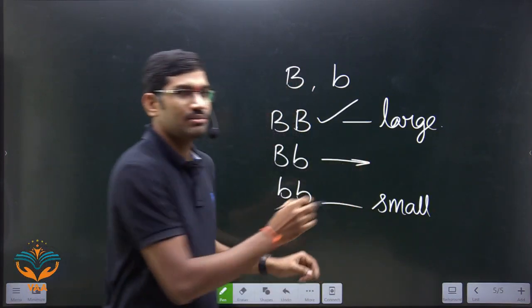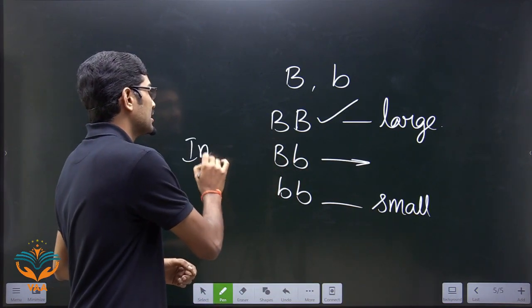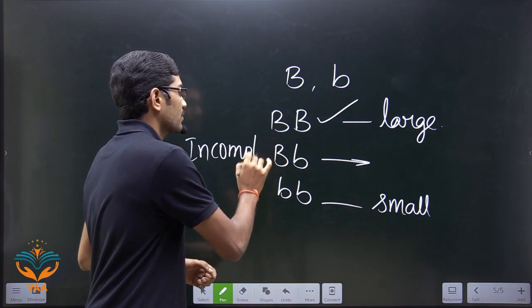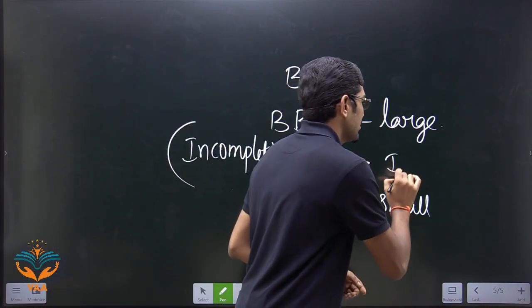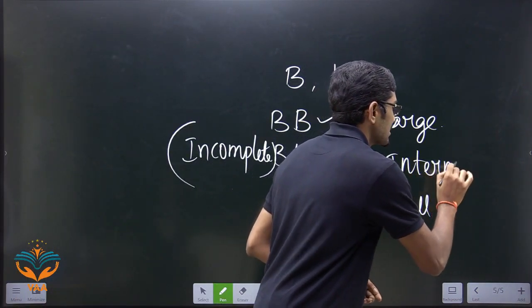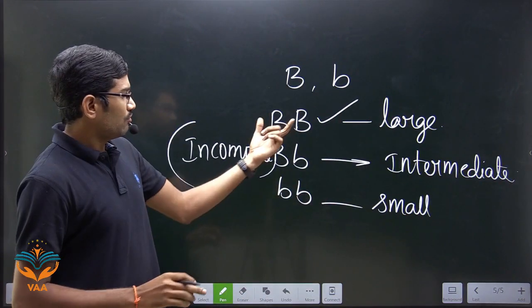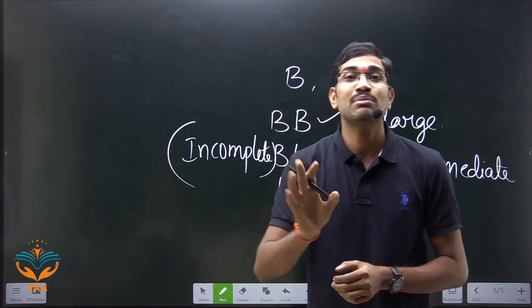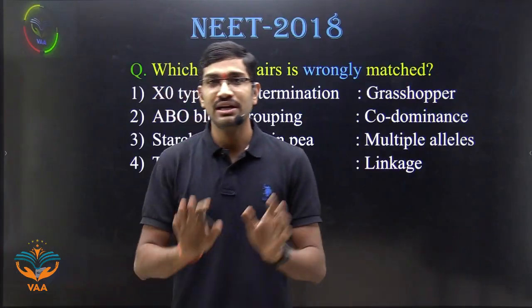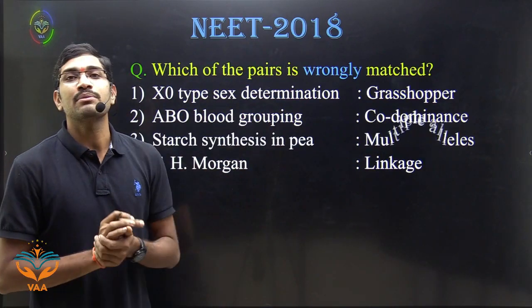But here please remember, with respect to seed size it is showing incomplete dominance. Because of this it is giving intermediate size. So in this way, only two alleles we have studied. We did not study any multiple allelism here. So that is the reason why this is wrongly matched. The answer for this is option 3.